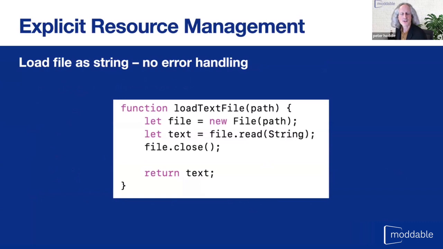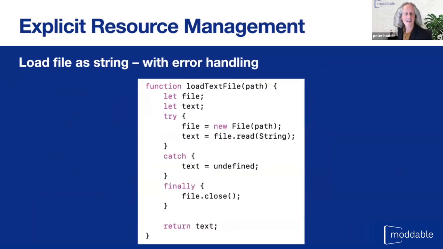The problem is, there's no error handling here. And if things go wrong, the file might not get closed. So as good engineers, good software developers, we add error handling. And all of a sudden, it goes from a simple function to something that's kind of messy. And when it's messy, it's harder to read, and we make more mistakes.